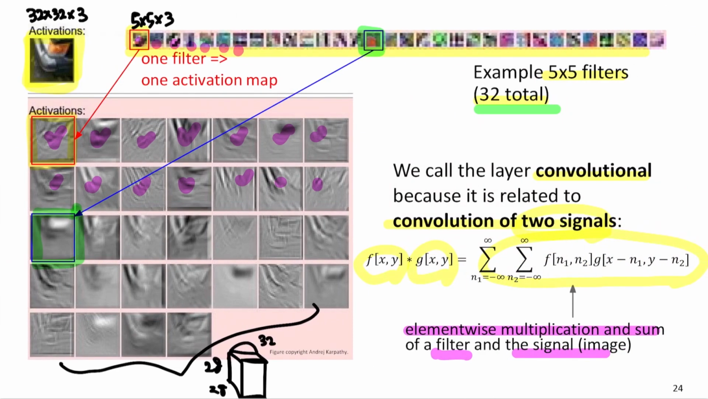So if you look at the ConvNet in detail, you can see those activation maps, right?